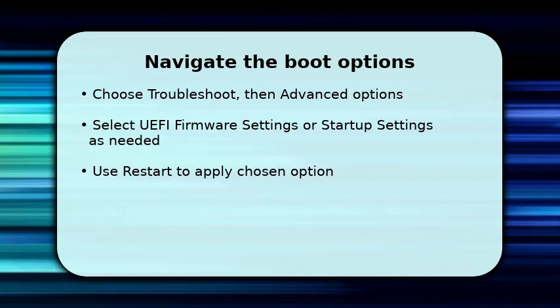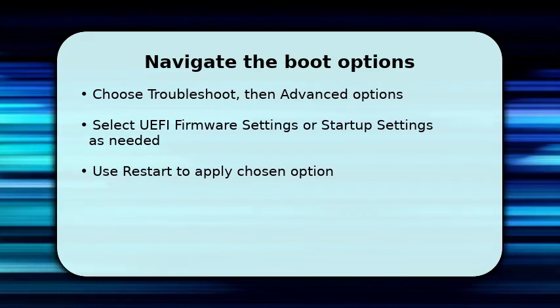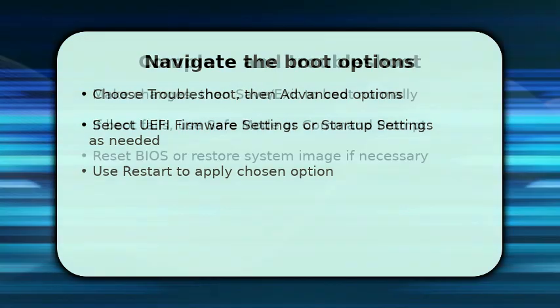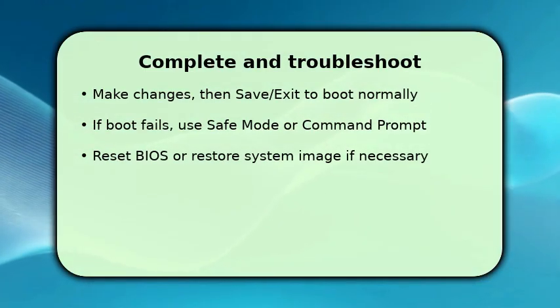For firmware-level boot order changes, pick UEFI firmware settings. For safe mode or driver issues, pick startup settings. After selecting, use Restart to apply your choice. Windows will boot into the chosen menu. This grants direct control over boot behavior and lets you change boot devices. After making changes in firmware or startup settings, save and exit so the machine boots with the new configuration.